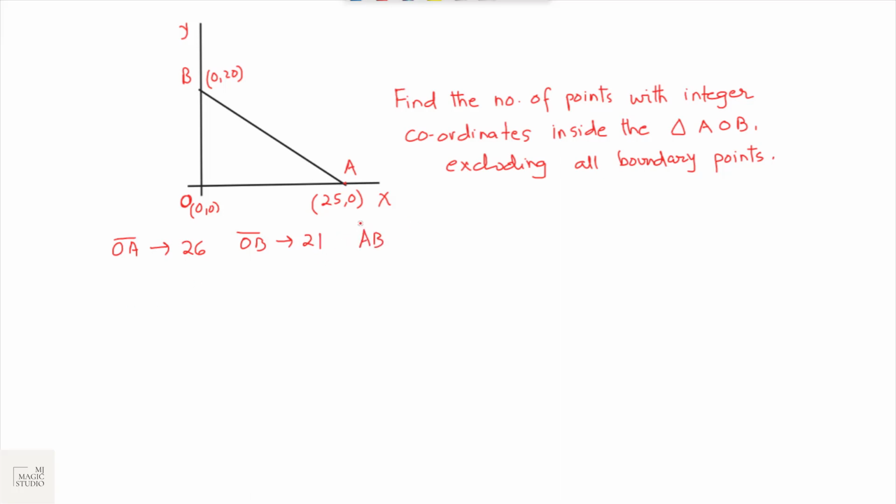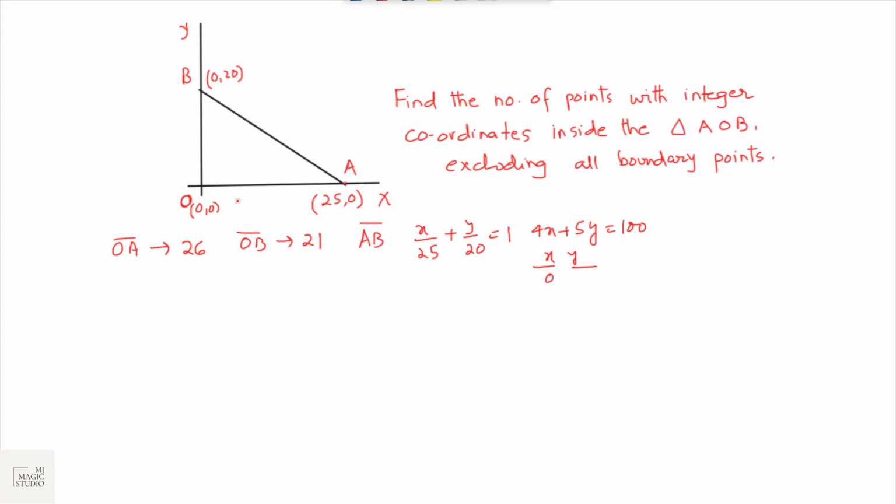On line segment AB, we are looking out for lattice points. First, the equation of the line would be x by 25 plus y by 20 equals 1, that is 4x plus 5y equals 100. We can use the slope switching format.